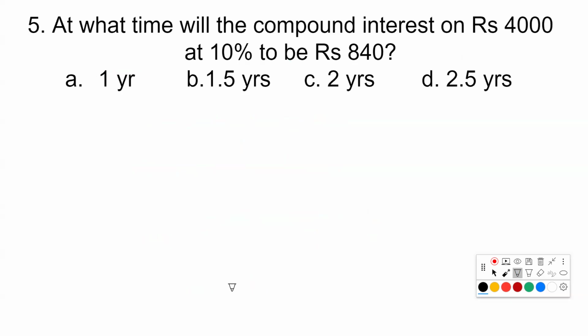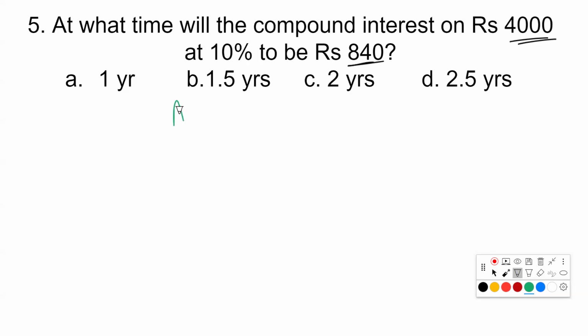Try this one. At what time will the compound interest on 4,000 at 10% be 840? So compound interest is 840. So what is the amount here then? What is the amount formula? Principal plus interest. So you have principal, you have interest also.